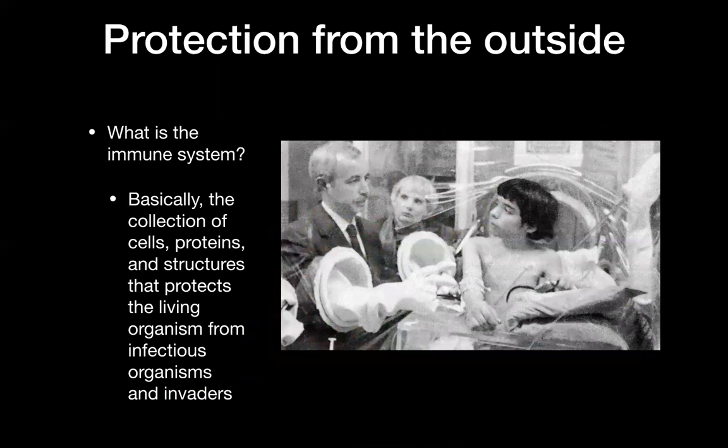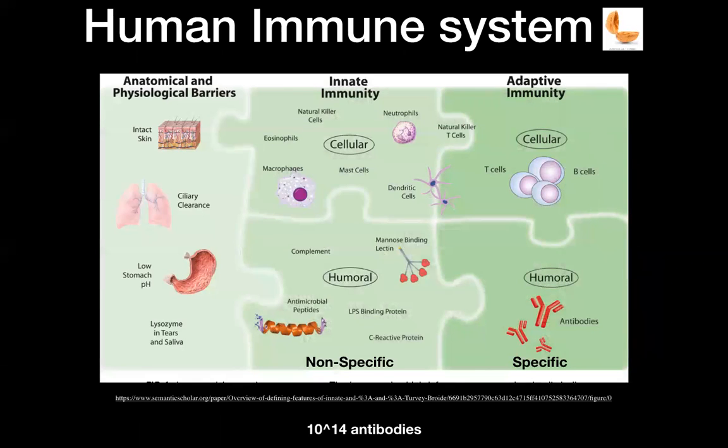So the immune system is basically the collection of cells, proteins, and structures that protect the living organism from infections, organisms, and invaders from basically the outside world. Everybody's trying to get some of your energy. So this is the body's way of defending itself and protecting itself from it.